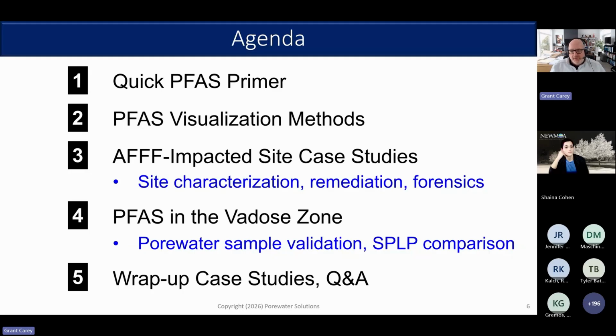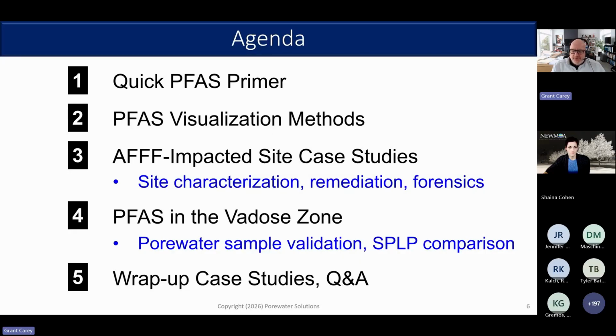We'll go through an overview of different visualization methods and when we might want to apply them and why we apply them. And then we'll start with a pretty detailed case study at Ellsworth Air Force Base, where we're looking at AFFF impacted conditions in different source zones. And we're talking about how these methods can be used for site characterization or remediation analysis or forensics, really at any site.